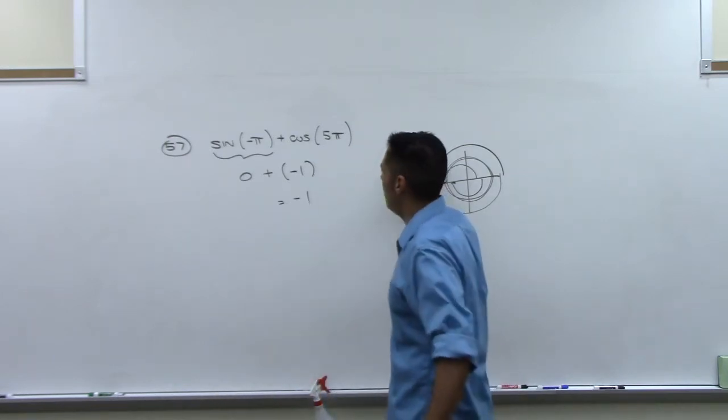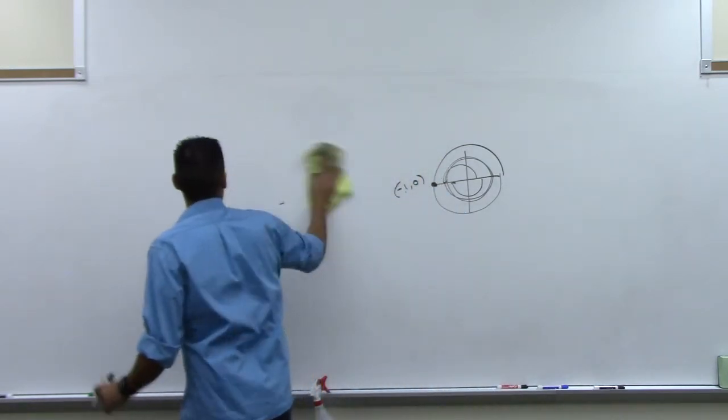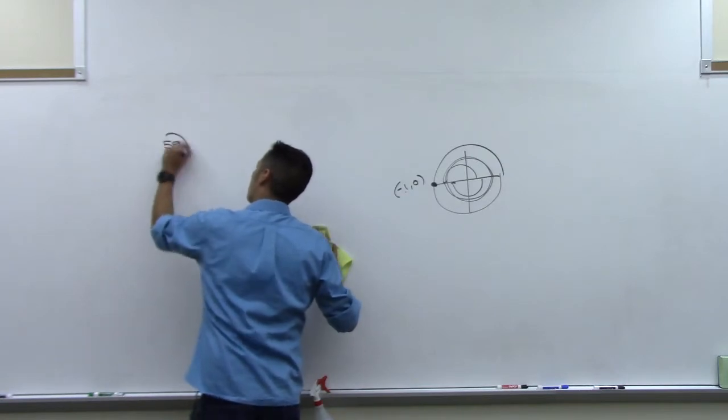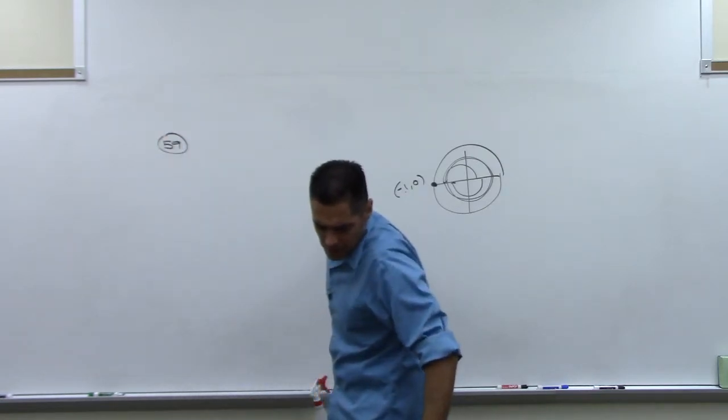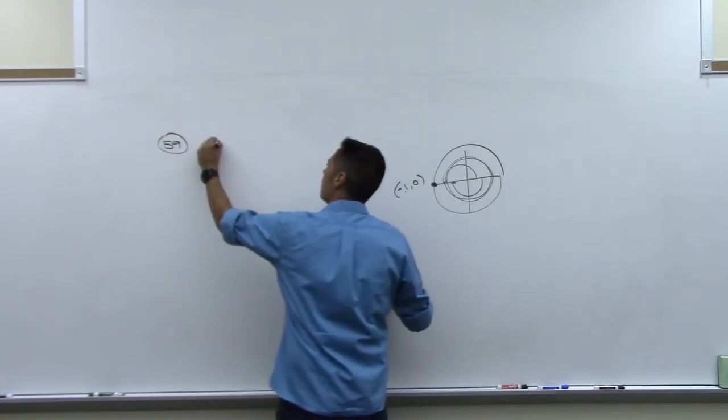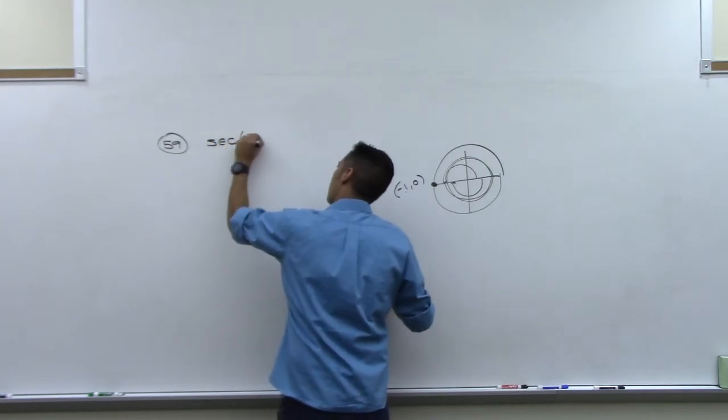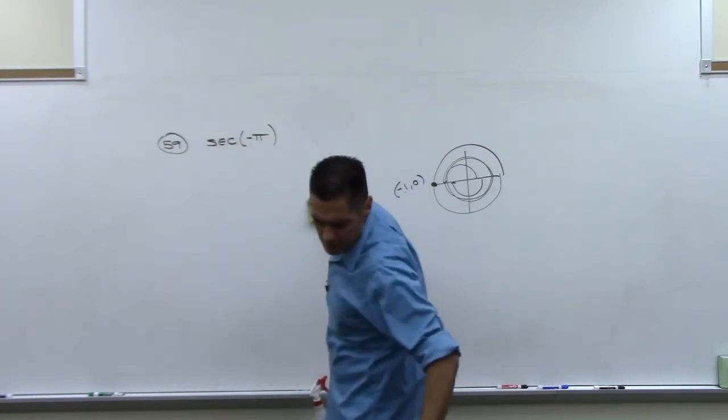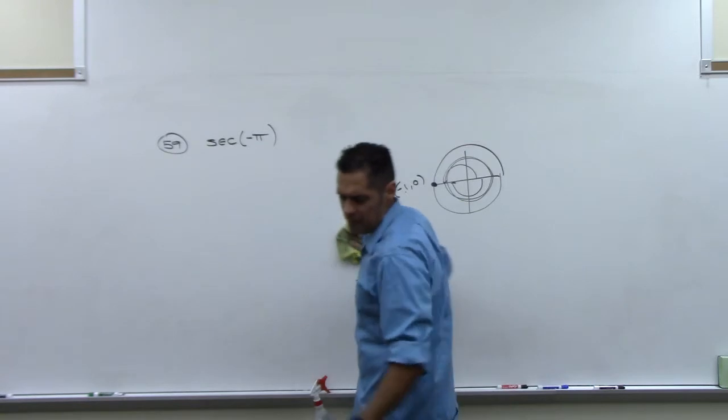All right, let's try number 59. We have secant of negative pi, and then we have plus cosecant of negative pi over 2.